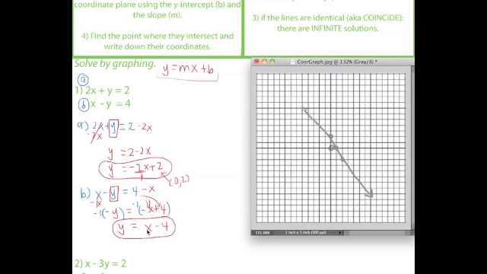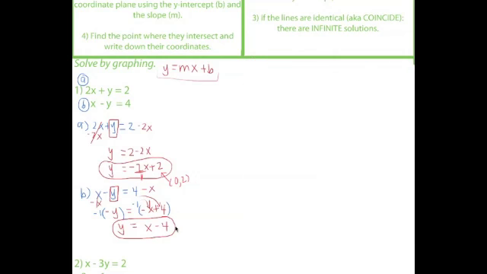Now let's graph equation B. So for B, I'm at negative 4, which tells me I'm going to start at 0, negative 4. I have no number in front of this x written, so remember when that happens, it's a 1, and if I want to make it a fraction, I just make it 1 over 1.